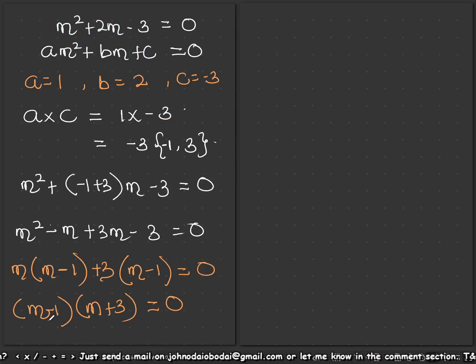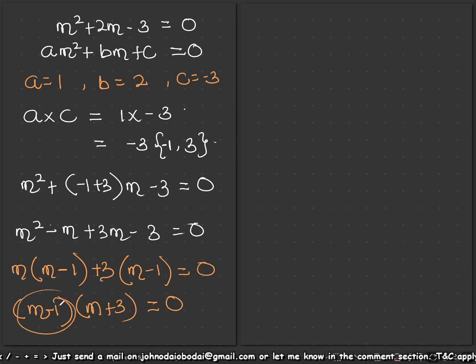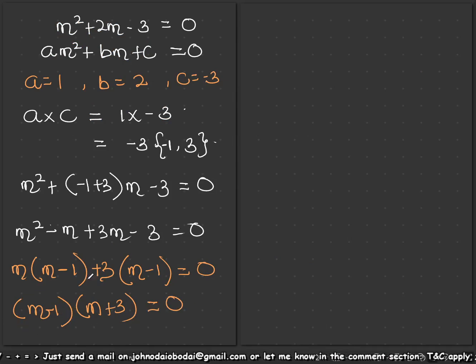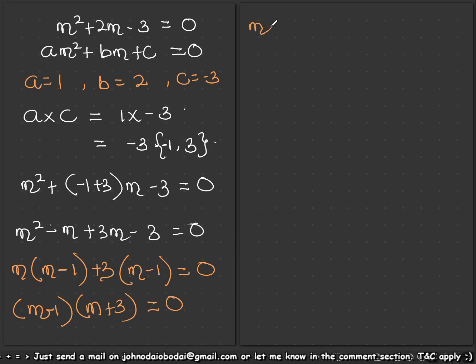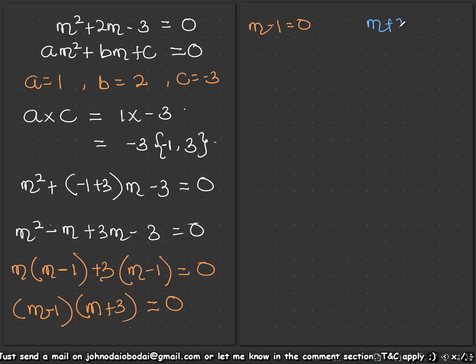At this stage now, we equate both brackets to 0. What do I mean by that? This first bracket here, we equate it to 0, so that we get m minus 1 is equal to 0. Then you equate this second bracket as well to 0. That is m plus 3 is equal to 0. And you solve each to make m the subject.